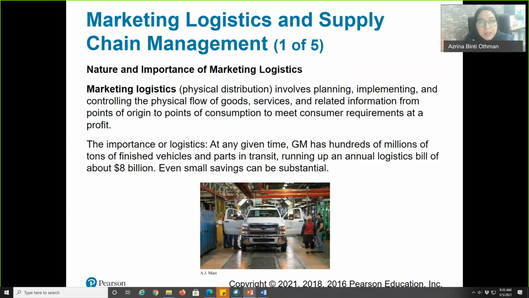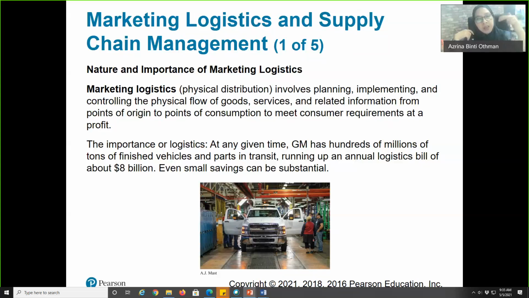So, marketing logistic is physical distribution. Okay, involves planning, implementing, controlling the physical flow of goods, services and related information from points of origin to points of consumption to meet the consumer requirement at a profit. So, itu kita panggil marketing logistic. Dia melibatkan planning, implementing, controlling physical flow tu. Okay, flow tu, physical flow tu yang you nampak tadi vertical, horizontal, multi-channel semua banyak sekali.